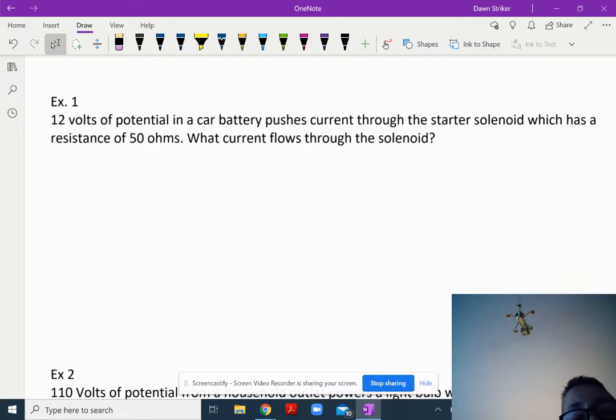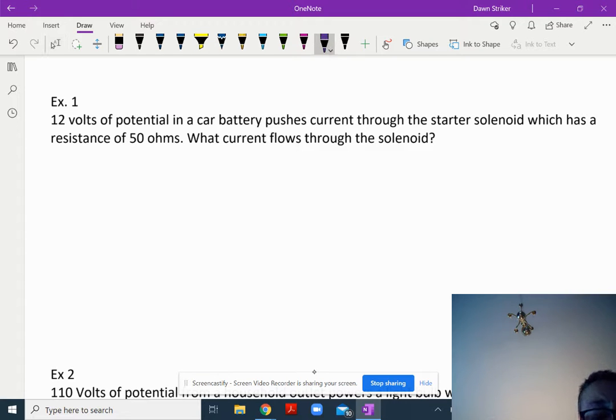Okay, so example 1: 12 volts of potential, that's the voltage of a car battery, pushes current through the starter solenoid, that's what starts your car, and that solenoid has a resistance of 50 ohms. How much current flows through the solenoid?